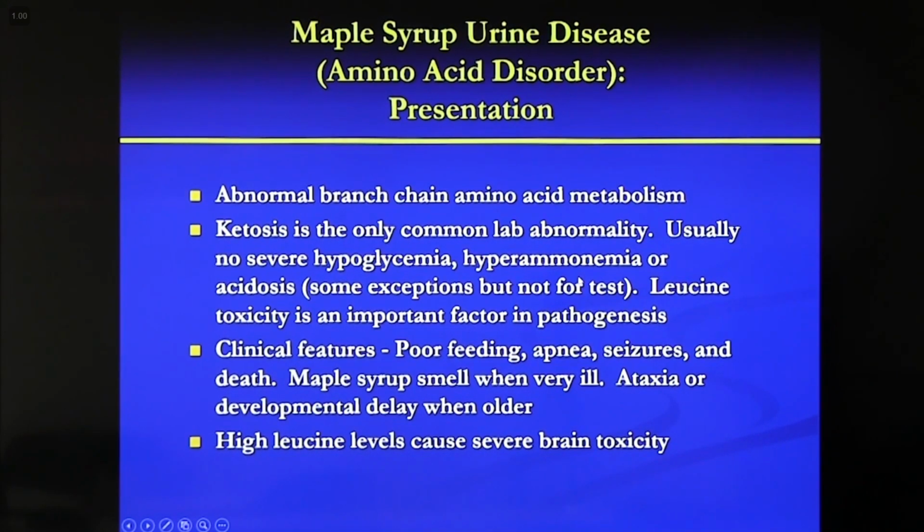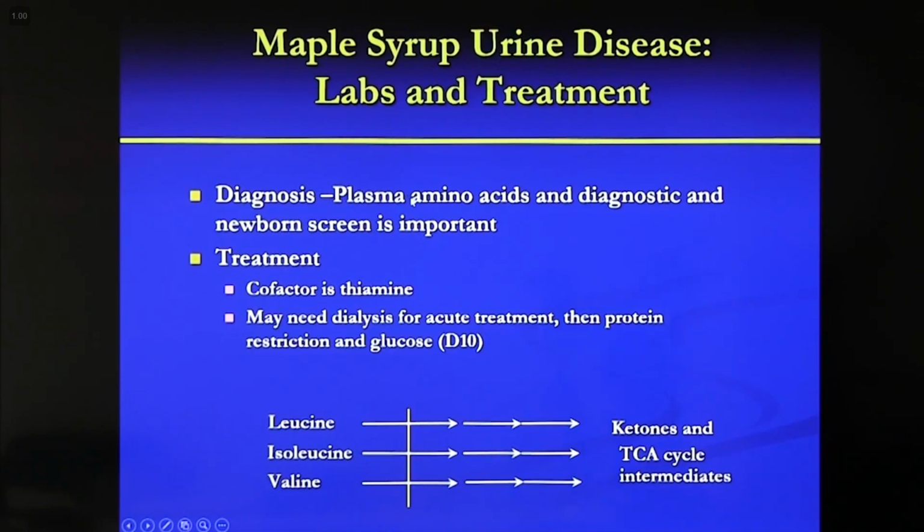Well, this is one that is very important. You get increased leucine, and the leucine basically causes encephalopathy. Not only do you get poor feeding, but you get seizures, you can get this maple syrup smell, and then later on, you can get ataxia and significant developmental delay. Diagnosis is often made by plasma amino acids because these 3 branched chain amino acids are affected. So this is a block early on in leucine, isoleucine, valine metabolism.